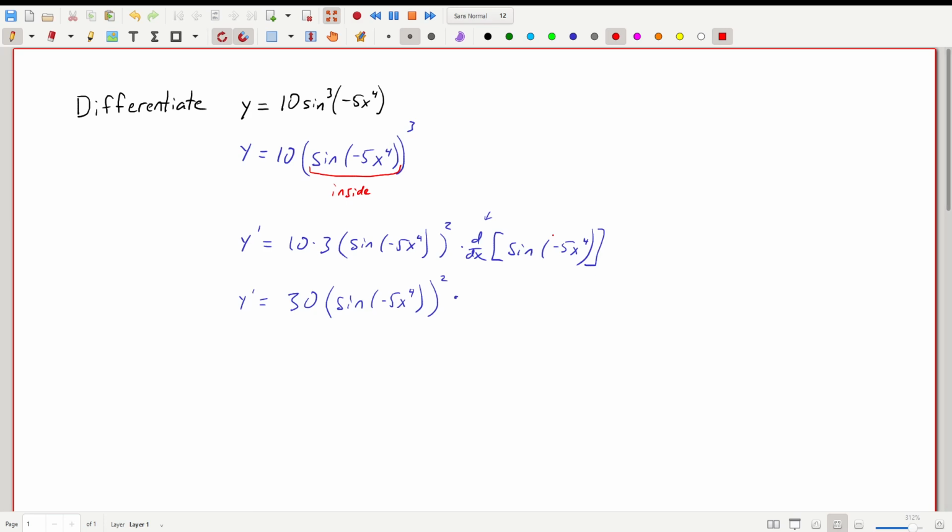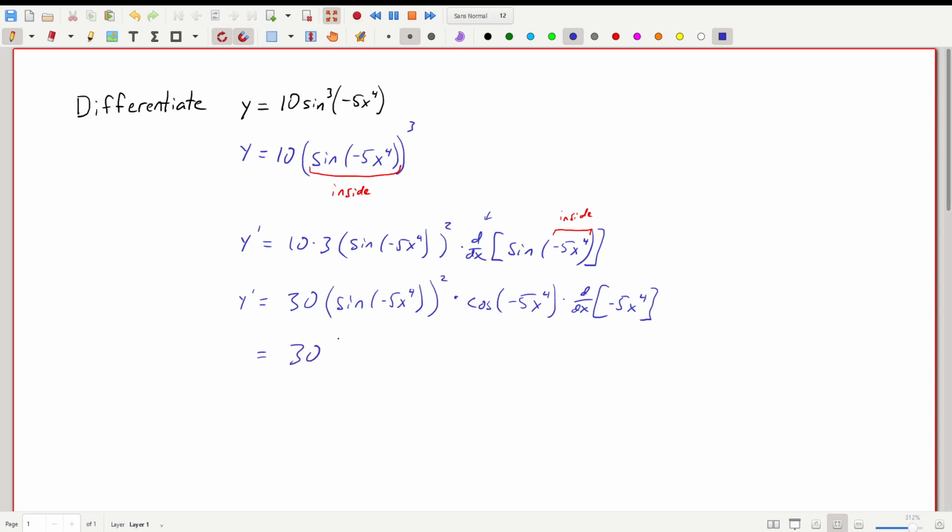Now my inside function is negative 5x to the fourth. My outside function is the sine function. The derivative of sine of stuff is cosine of stuff. The inside stays the same, and I multiply by the derivative of the inside. Okay. This derivative of the inside is something we can just work out now with a power rule.